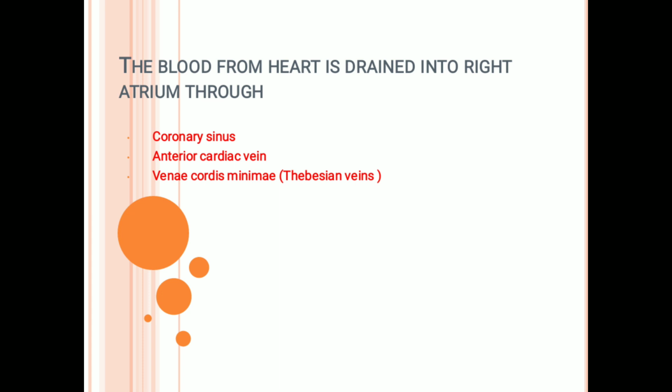These are the main veins, called the coronary veins, through which the venous drainage of the heart occurs. They are the coronary sinus, the anterior cardiac vein, and the venae cordis minimae, otherwise called Thebesian veins. The blood from the heart is drained into the right atrium through the coronary sinus, anterior cardiac vein, and venae cordis minimae.